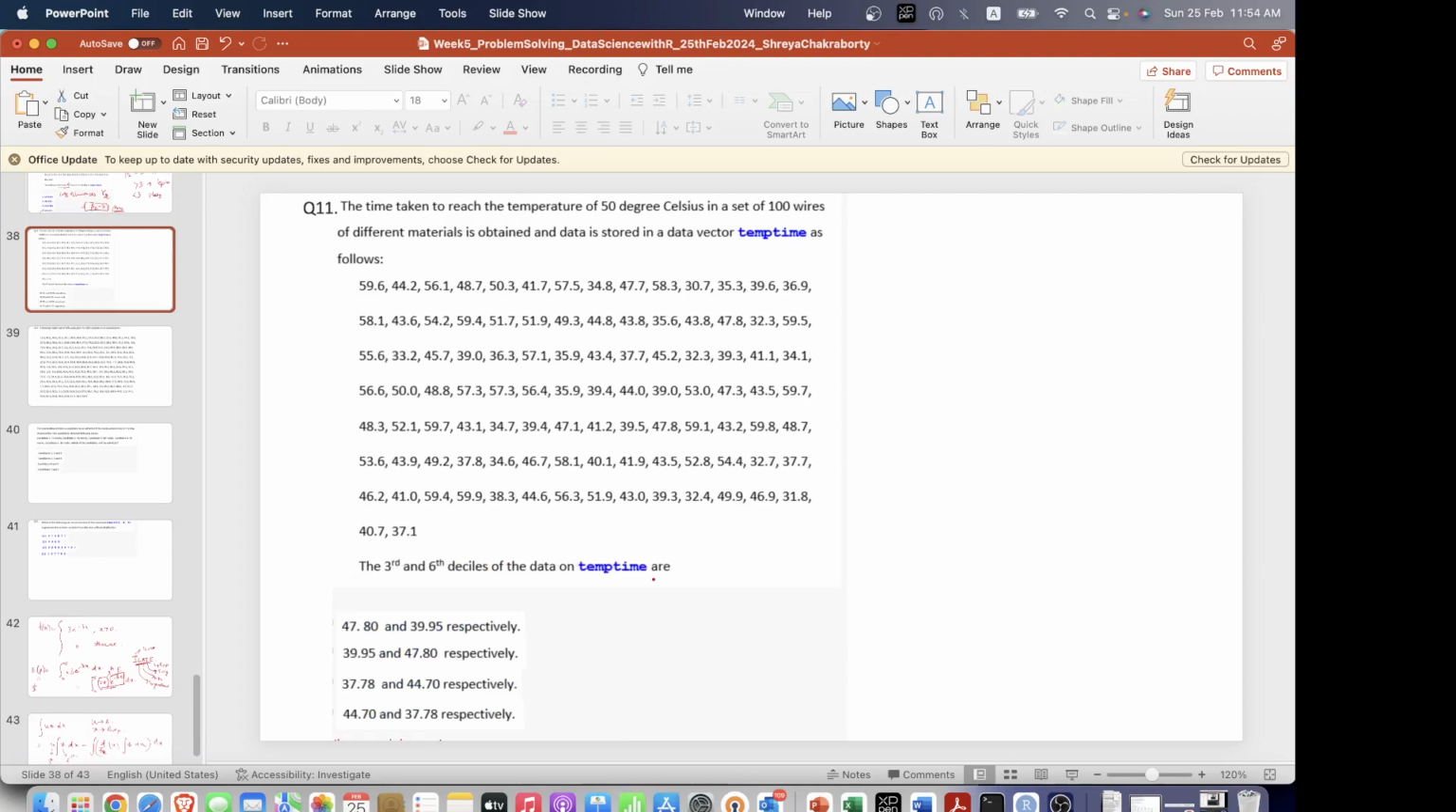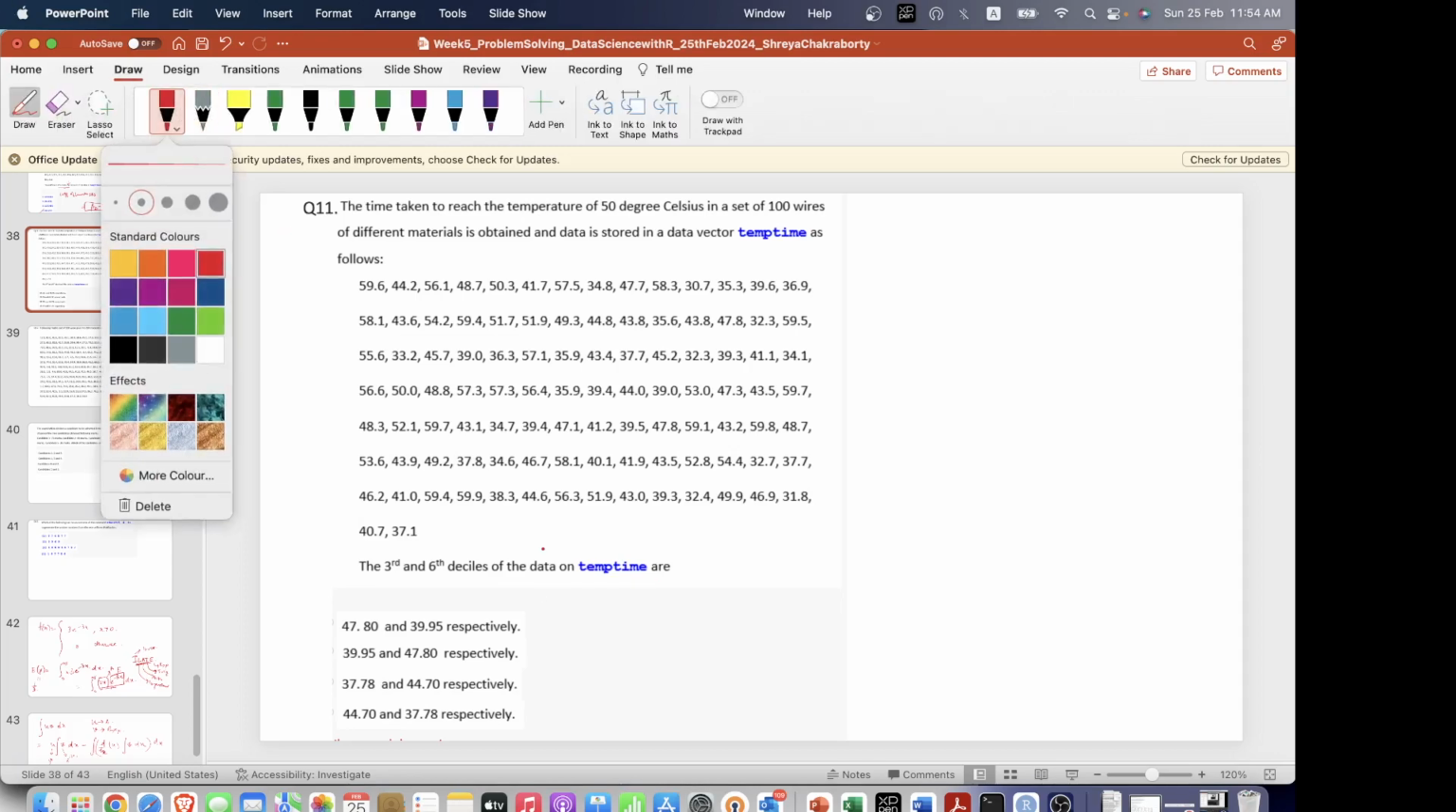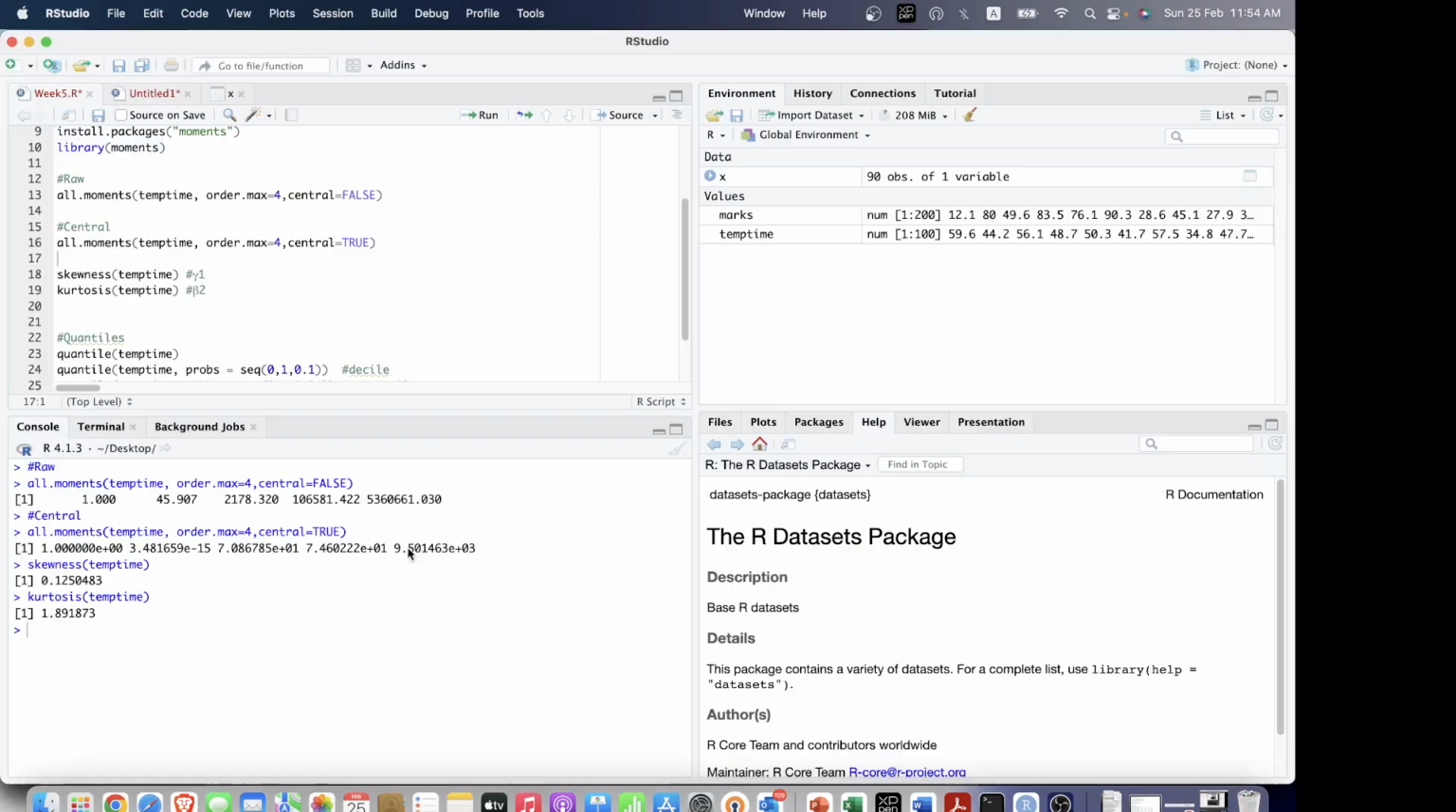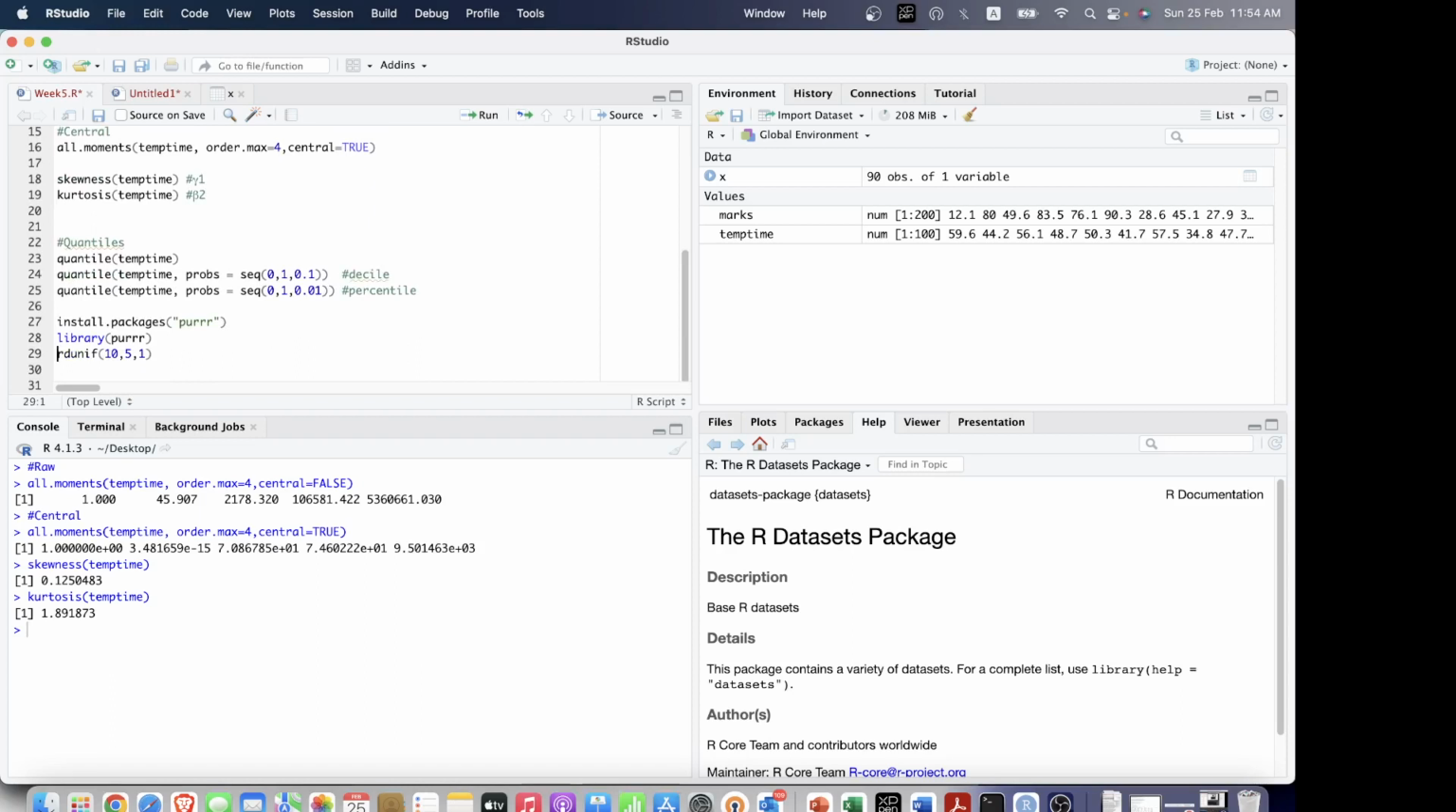So now if you have to find out third and sixth deciles, you just have to know about this function called quantile. By default, quantile is going to give you the quartiles of the distribution.